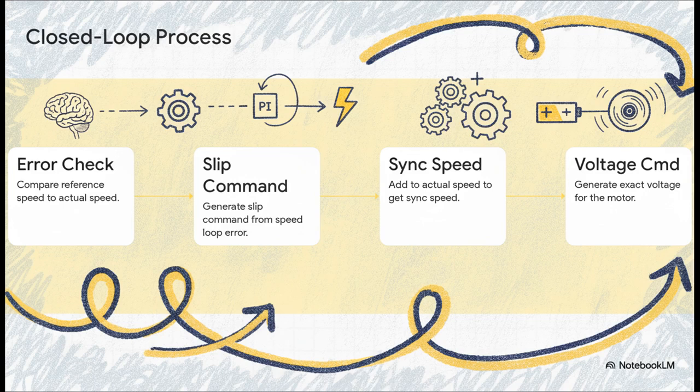Step 2. A controller uses that error to generate a slip command. Step 3. It takes that slip command and adds it back to the actual speed to figure out exactly what the new synchronous speed should be. And step 4, using that new target speed, it calculates the exact voltage command to feed the motor based on that V/F relationship. The system is just constantly adjusting itself, completely autonomously.